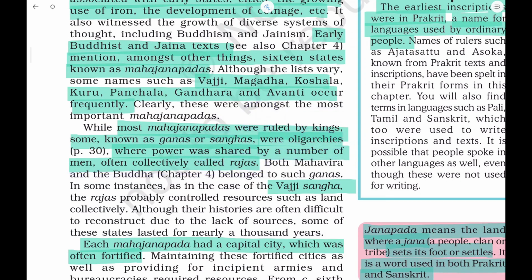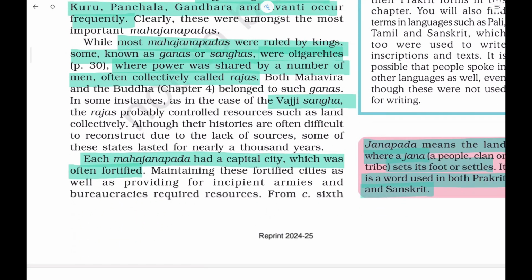Okay. Now, Vajji is an example I told you just now. Now, the Rajas probably controlled resources such as land collectively. Now, each Mahajanpada had a capital city which was often fortified. So, all 16 of the Mahajanpadas that I have mentioned right now had their own capital.